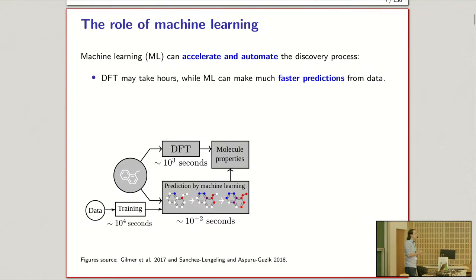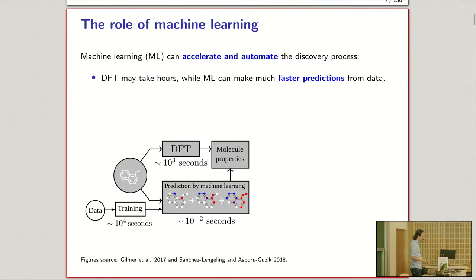Should you run an expensive simulation for this molecule? Maybe if your machine learning method is saying the probability that it has a good property is very low, then why would you waste compute running simulations for that molecule? So this is illustrated in this plot.